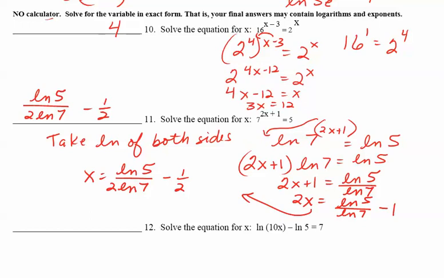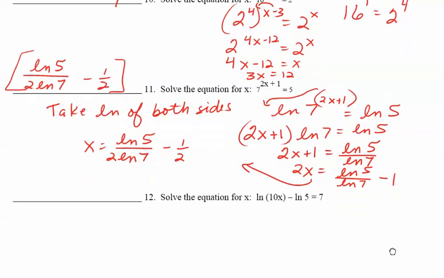I could notice that there's no variables here. This is a number. So if it had not said no calculator here, you could have used your calculator and rounded your answer to 3 decimal places or more.